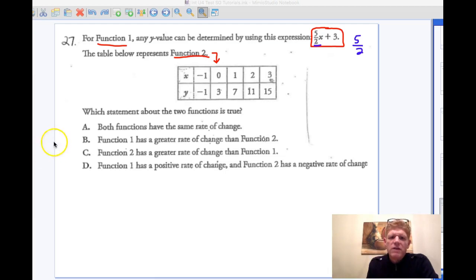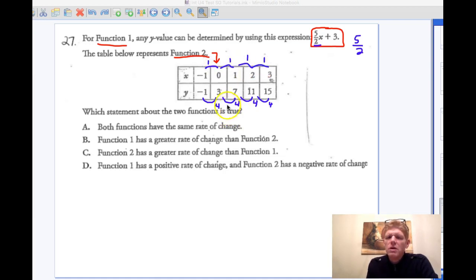Well, in this case, to find that out, what we've got to do is find the rate of change for the x and the y. And that will give us our rate of change or our slope. So as we look at the y values, they increase by 4 from one to the next. 4 from 7 to 11, 4 from 11 to 15, and so on. And in the x portion of our chart, they increase by 1. From -1 to 0 is 1, 0 to 1 is 1, 1 to 2 is 1, and 2 to 3 is 1.